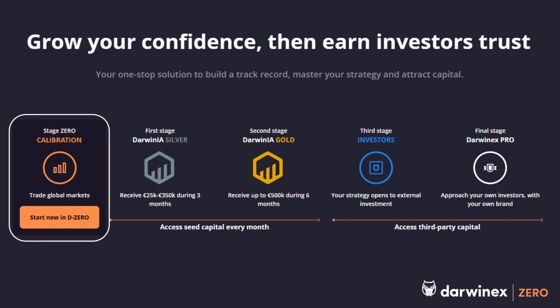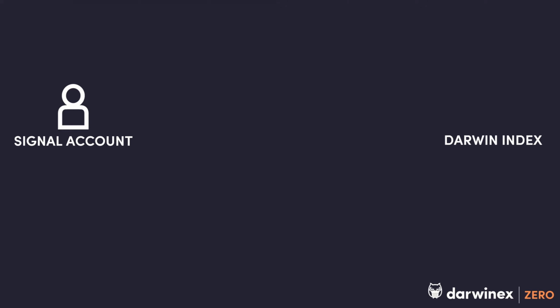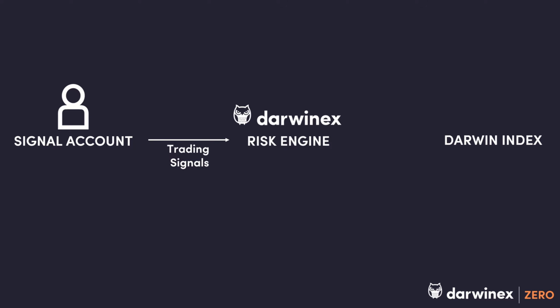This raises a really important point that you need to understand. The difference between your Signal account and the Darwin index that's used to attract seed capital in the seed capital allocation program Darwinia, but also third-party investor capital. The trades you place in your Signal account produce trading signals that are then analysed by the Darwinex risk engine. And remember, this is a virtual account, so you don't need to transfer any of your own funds into it, meaning zero risk to your own capital.